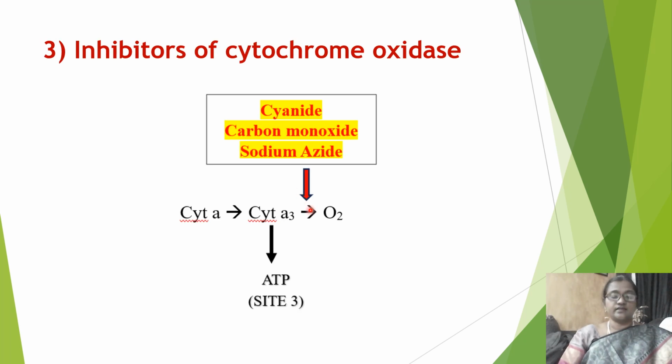Next is inhibition of cytochrome oxidase, which is done by cyanide, carbon monoxide and sodium azide. Carbon monoxide reacts with the reduced form of cytochrome, while cyanide and azide react with the oxidized form, thereby inhibiting the electron transport chain.